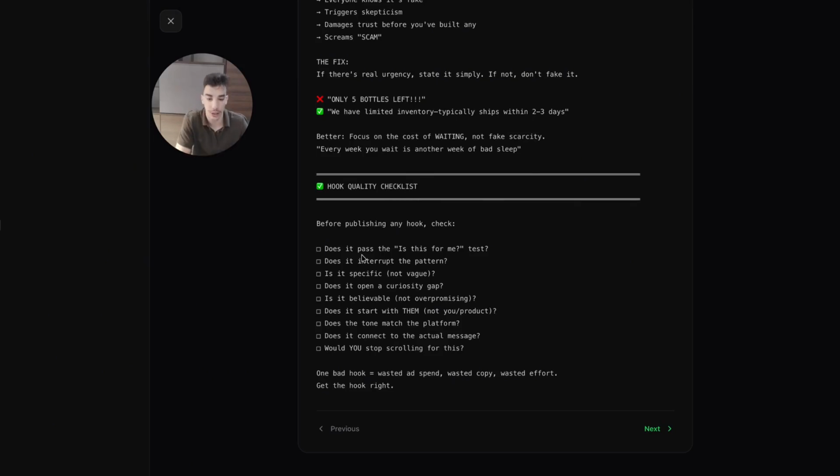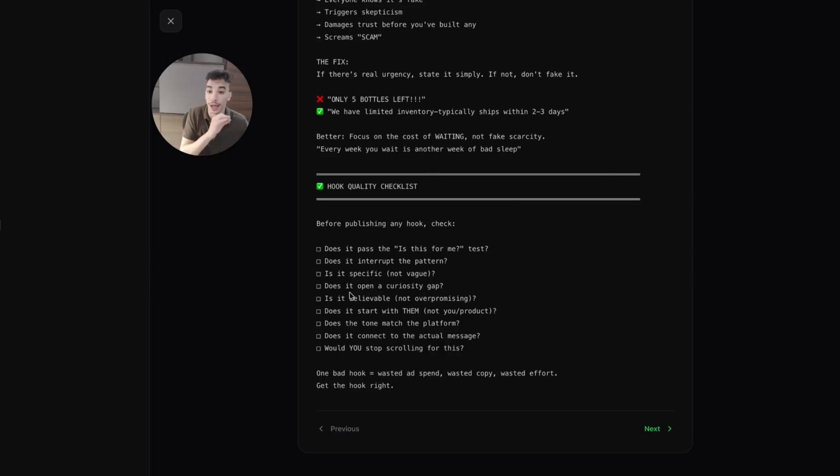Hook quality checklist. Before publishing any hook, check: Does it pass the this-is-for-me test, personalized specifically to your avatar? Does it interrupt the pattern? Is it going to stop people from scrolling? Is it specific, about specific issues? Your avatar is also going to be specific.